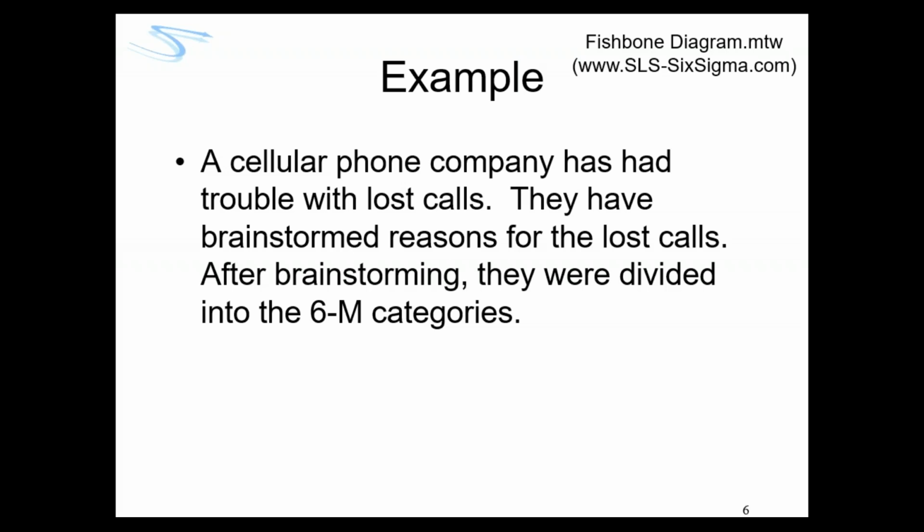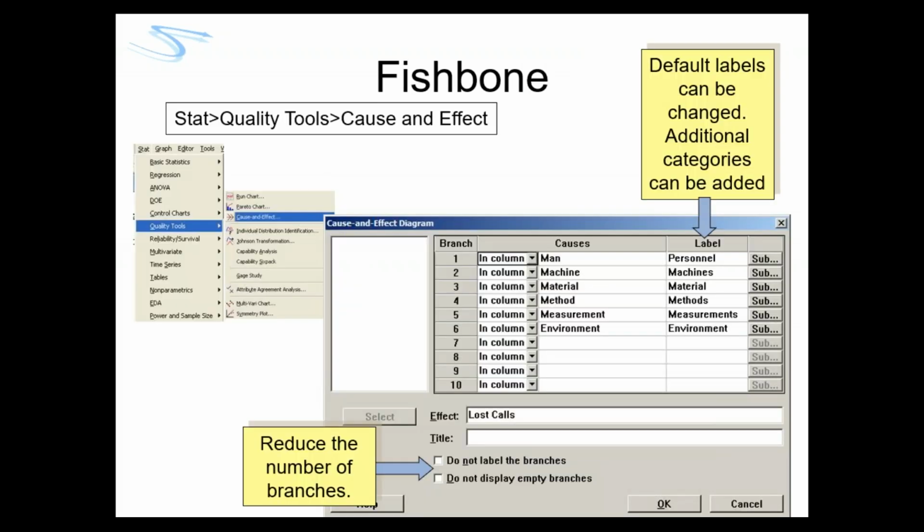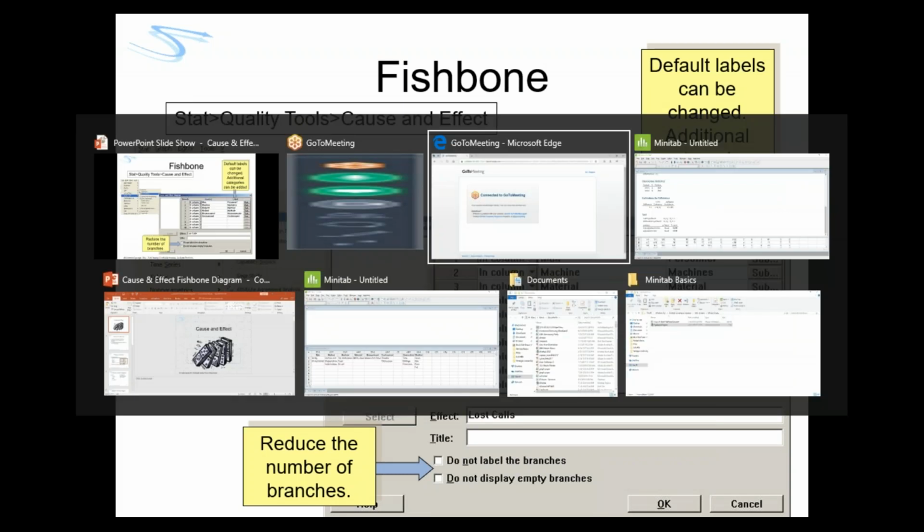So let's just look at some fictitious data. If you go to the website, sls-sixsigma.com, you can download this file and you can do it along with me. And what we have is a cell phone company that's been dropping calls. And so we're brainstorming some reasons for those lost calls. And then once we're done with the brainstorming, then we divide them into our categories. And so let me open the file or go to the file here.